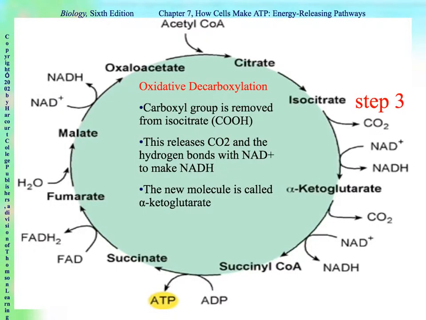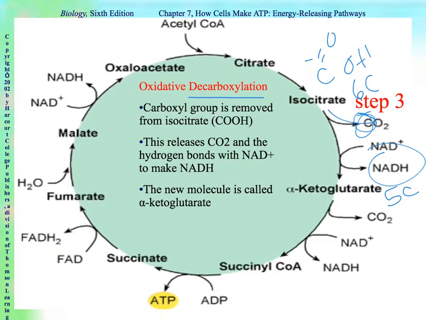All right, step 3, we're going to do oxidative decarboxylation. So decarboxylation means we're going to remove carbon dioxide. Remember, we're actually removing the carboxyl group, and so that gets subtracted. The carbon dioxide gets released, and that hydrogen adds to NAD plus to make NADH. The new molecule after that is called alpha-ketoglutarate. And instead of it being a 6-carbon molecule, because we remove carbon dioxide, it is a 5-carbon molecule.